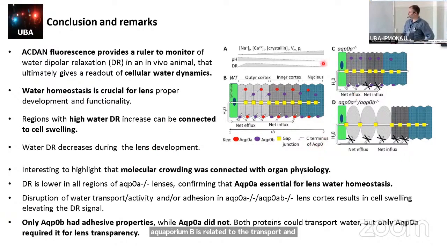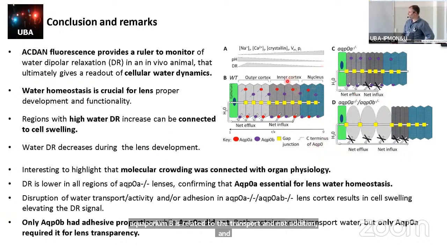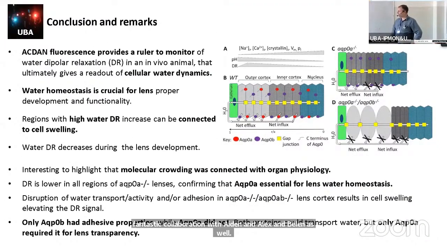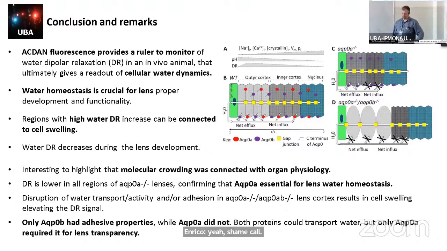And we propose some model that Irene explained with the relation with the ions. Ions are very important. pH, and the different situations. So this was a fantastic collaboration with Irene and Alex and Belen, as well as Enrico, Tom Schilling, and Shane Hall. And it was published last year in Science Advances, and it's a really nice story that we are looking forward to continue, because there are a lot of questions.